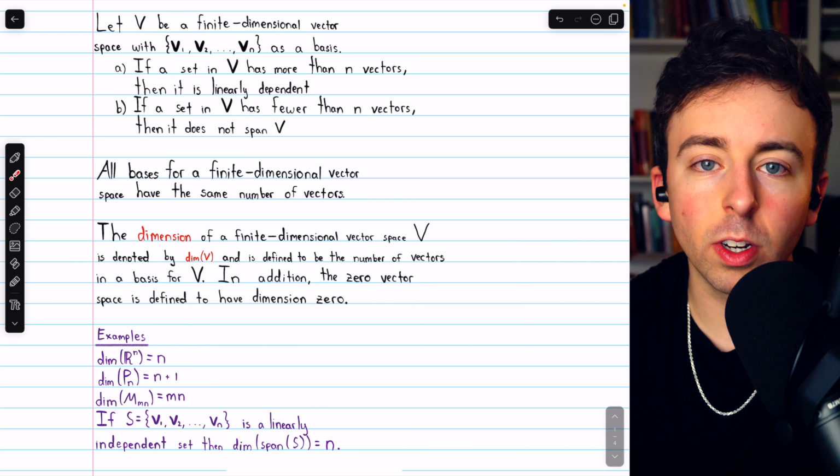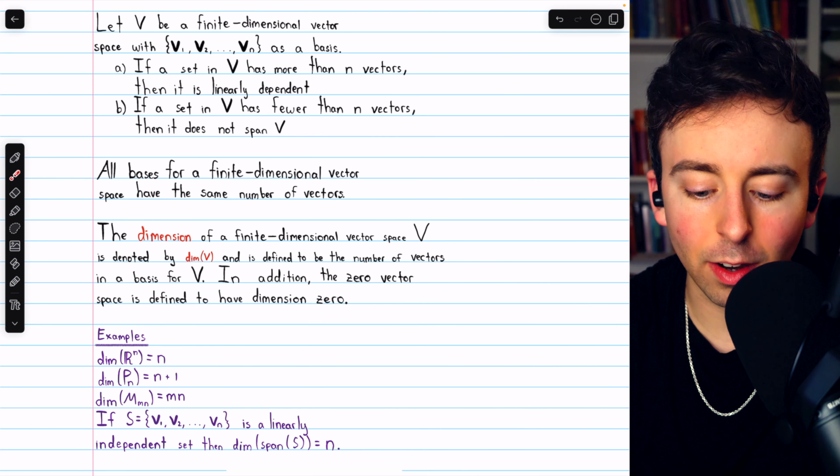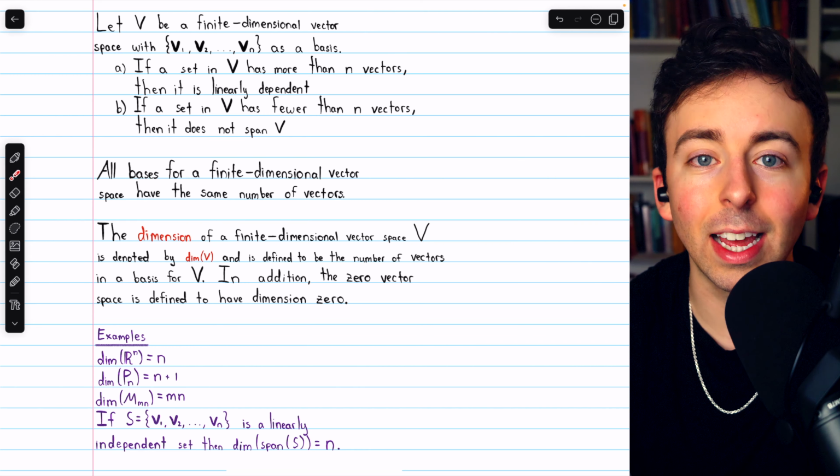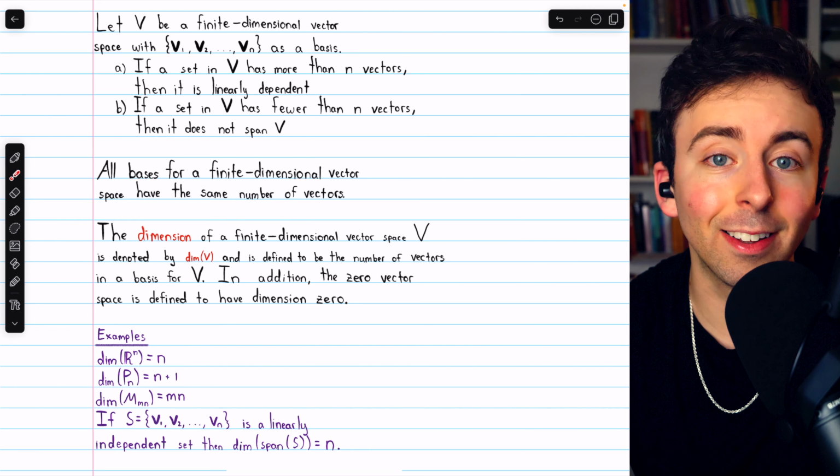So that's what the dimension of a vector space is, as well as a handful of examples. Again, it's just the number of vectors in a basis for the space. The number of vectors in any basis for a given space has to be the same.